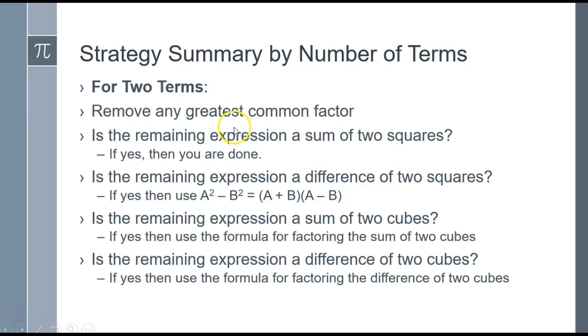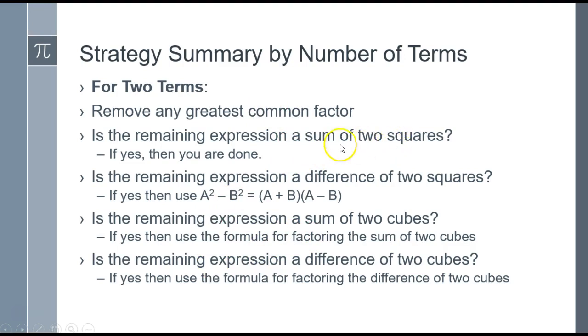With two terms, you may or may not be done. If there's addition involved, you will be done once you remove the common factor. So if you get the sum of two things, you don't even care if they're squares. Once you remove the common factor, it doesn't factor any further. Now, if it's subtraction, you want to look after you remove the common factor to see if what's left is the difference of two squares, and if so, apply that pattern.